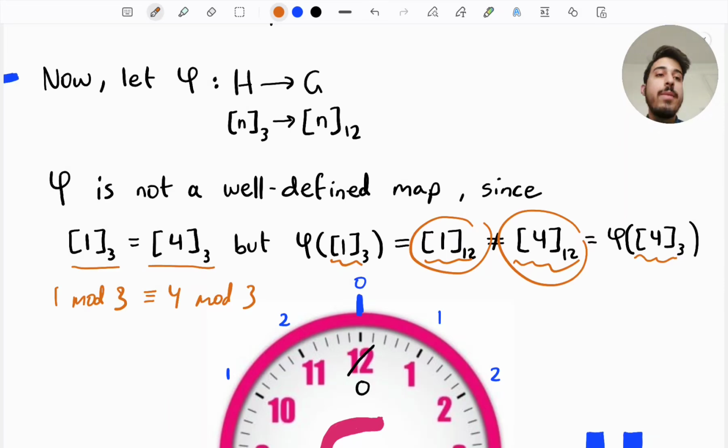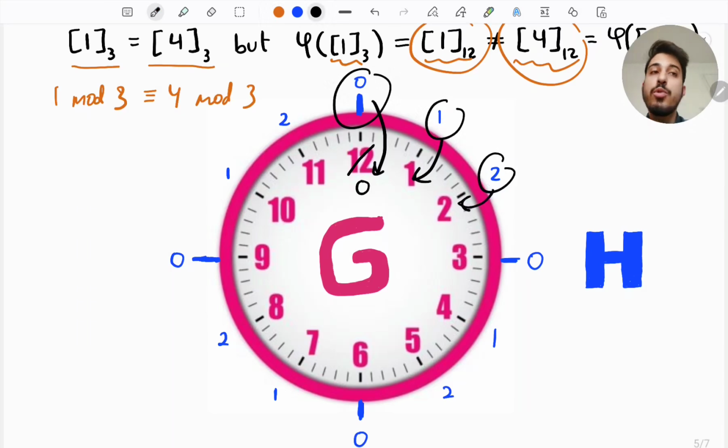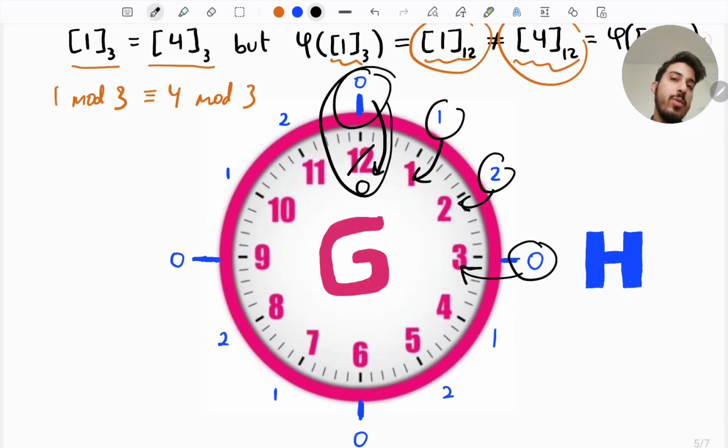It's not well defined. And this is the representation for G and H. And in this case, we would go from H back to G. So for example, we'll start here. 0 goes to 0. 1 goes to 1. 2 goes to 2. So we have covered all of H already. But notice here that 0 goes to 3. But that is just nonsense because we've already defined that 0 goes to 0. So it can't go to 0 and go to 3 at the same time. So that is not well defined.